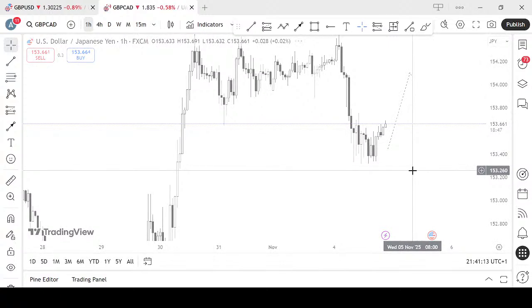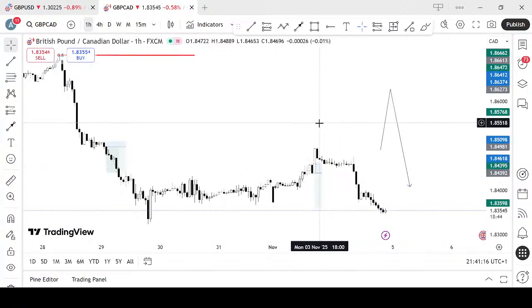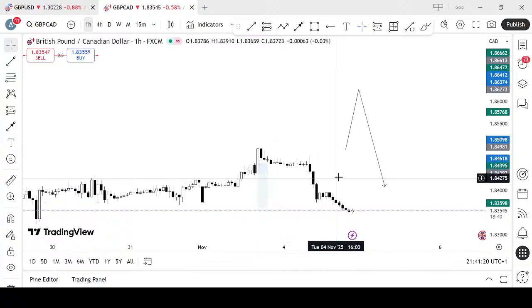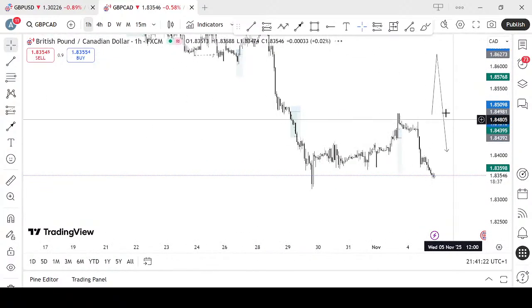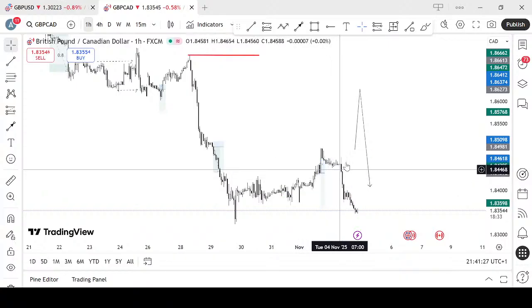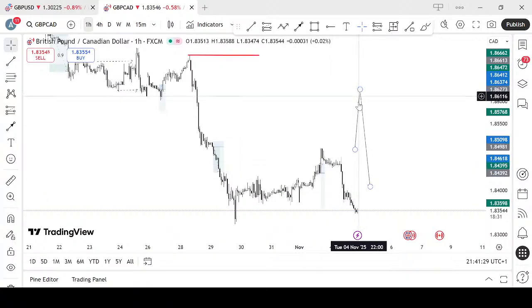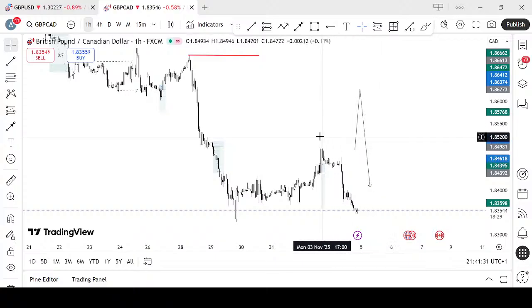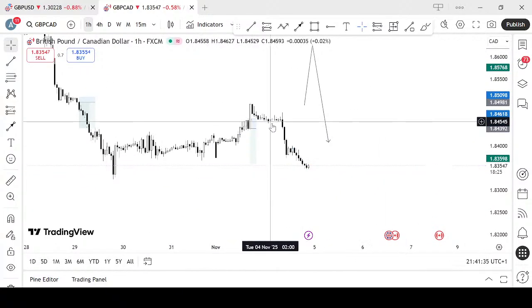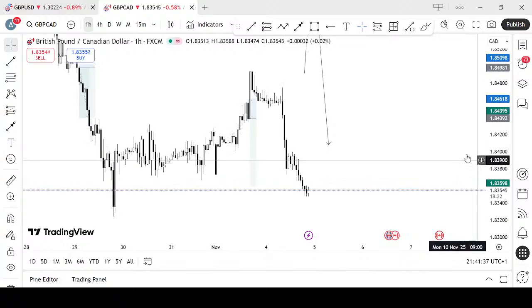And the next pair is GBP CAD. I took a loss on GBP CAD around there. Since then I've decided not to take a position on it, because obviously I was expecting it to come into areas like this before the reversal, and on the 15-minute time frame I saw some entry around there that I intentionally did not take.